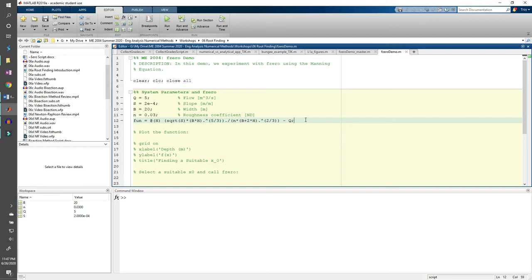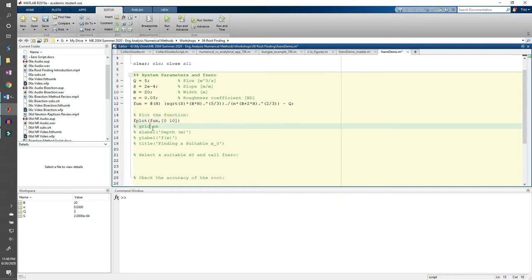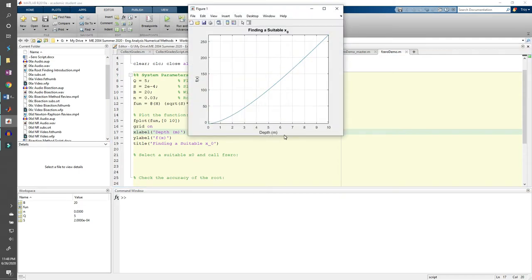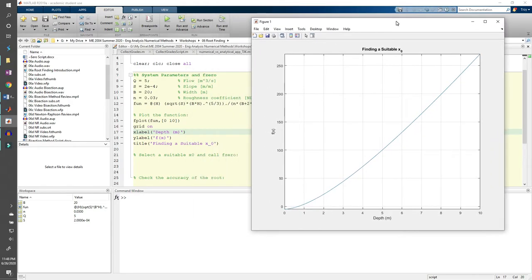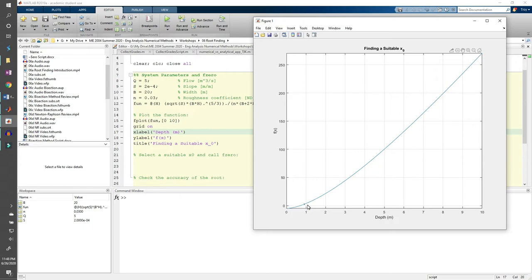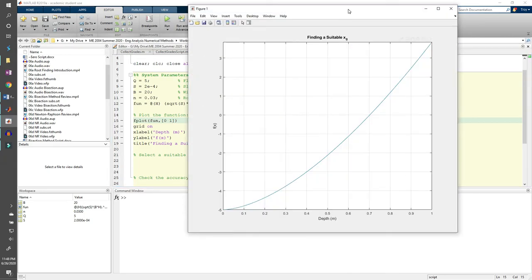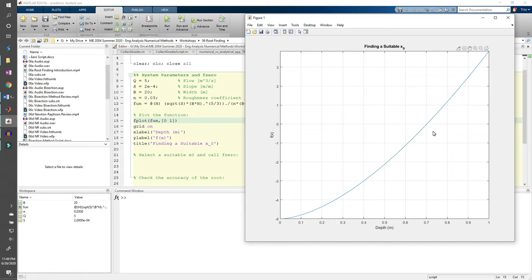Therefore, we need to plot the anonymous function. I don't know what range to plot the function over, so I'll just arbitrarily pick 0 to 10 and we can work from there. Uncomment the plot commands and run the code. We see that the function crosses 0 in between 0 and 1, so let's narrow down our plotting range so we can zoom in on the 0 crossing. Now we have a much better view of the root. If we hover over the plot, we can see that at x equals 0.68, we come very close to the root. Let's use that as our initial guess.